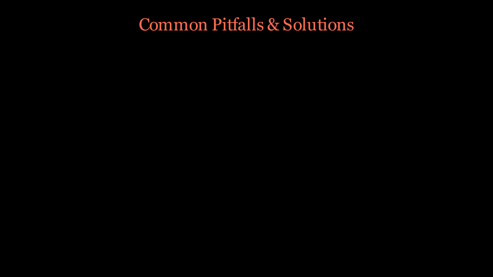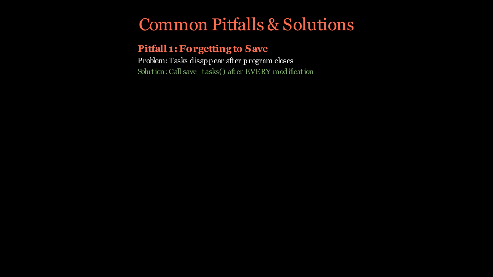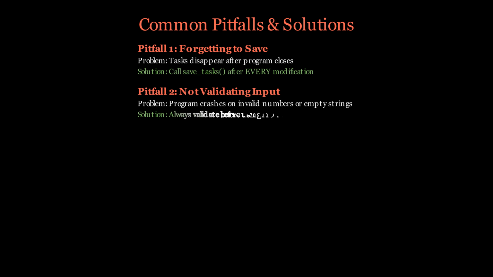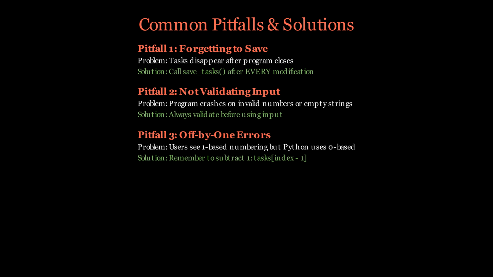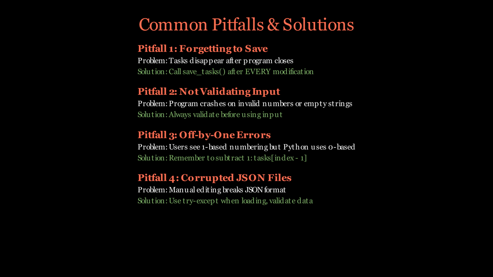Let's discuss common mistakes beginners make with this type of project and how to avoid them. Learning from these pitfalls will save you debugging time. Pitfall 1. Forgetting to save. If you modify tasks but don't call save tasks, changes vanish when the program closes. Solution: Call save tasks immediately after every add, delete, or toggle operation.